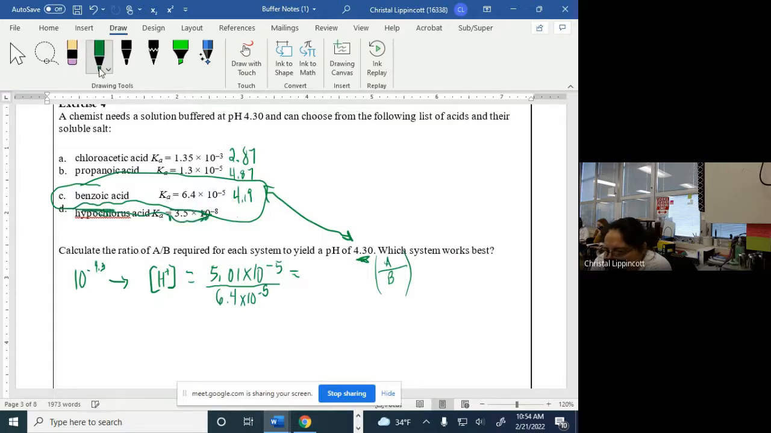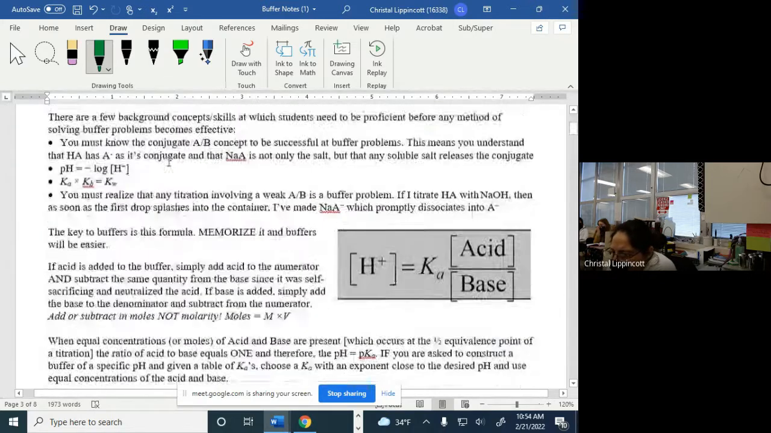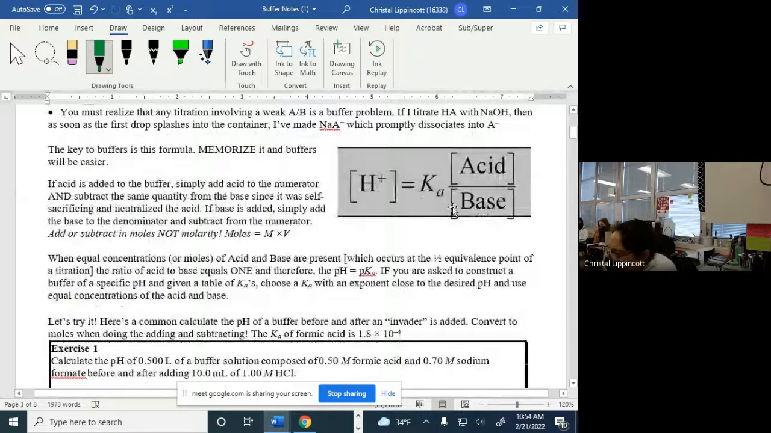But this pKa here was closest to 4.3, so I use that as my Ka value. Remember, our H plus equals our Ka times our acid over our base. That's what we talked about all last week, or last Friday. Remember, I told you to go home and memorize this equation?